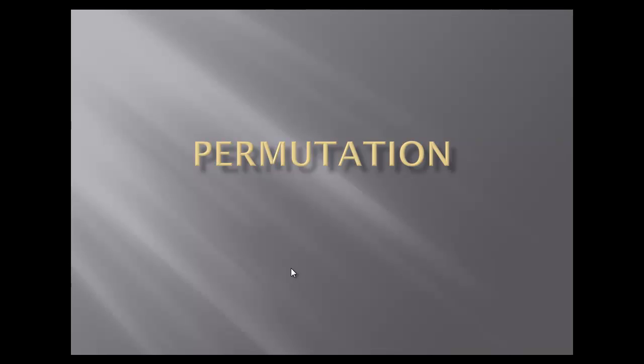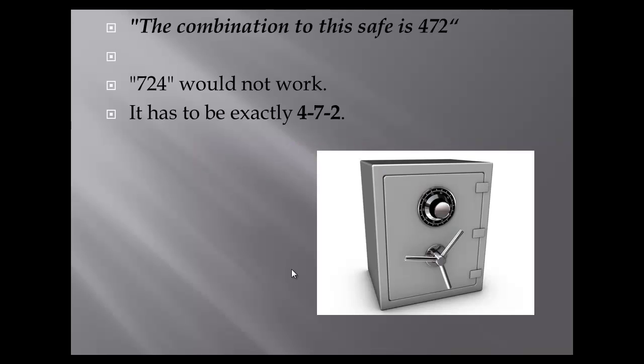Hello class, today we're going to talk about permutation. A permutation is a fancy way of saying a combination where the order of the numbers matters. So in this example here, the combination to this safe is 472.